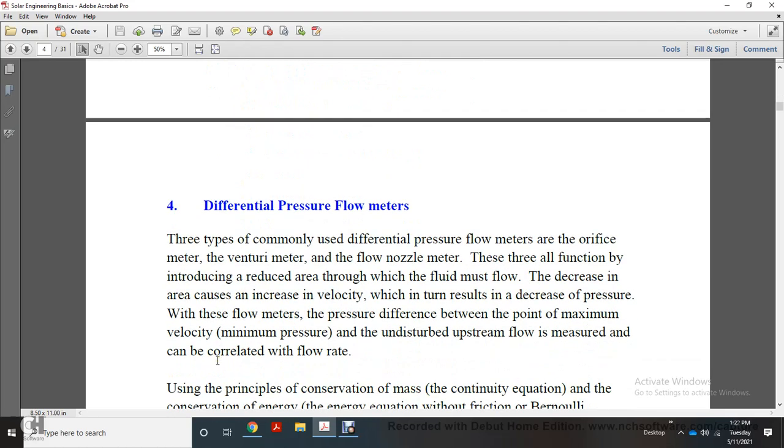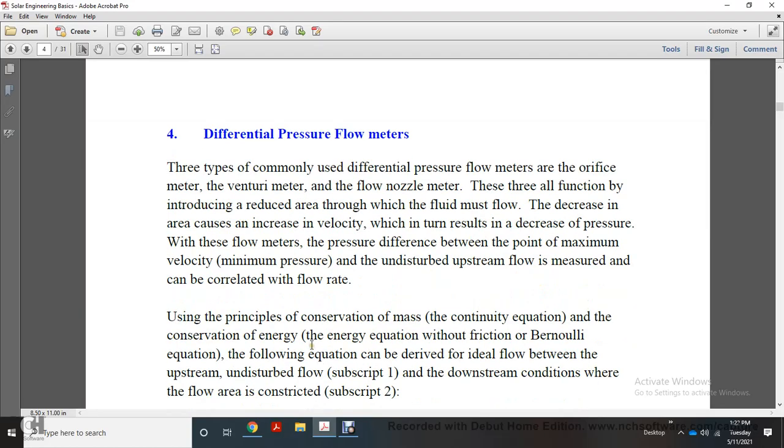4. Differential pressure flow meters. The types commonly used for differential pressure flow meters are the orifice meter, the venturi meter, and the flow nozzle meter. All three introduce a reduction in the area through which the fluid must flow, which causes an increase in velocity and, in turn, a decrease in pressure. The pressure difference between the point of maximum velocity and minimum pressure and the undisturbed upstream flow is measured and can be correlated with the flow rate.